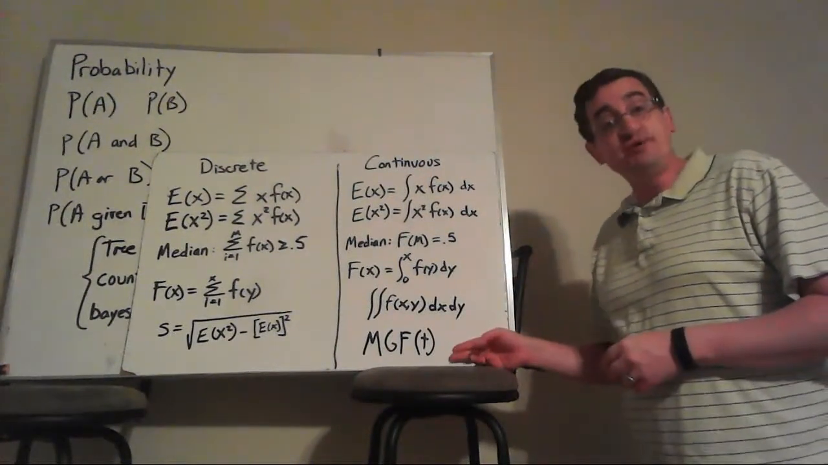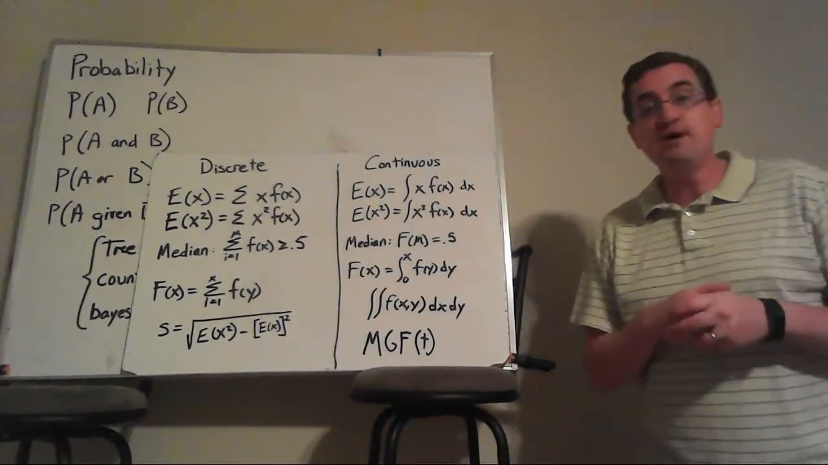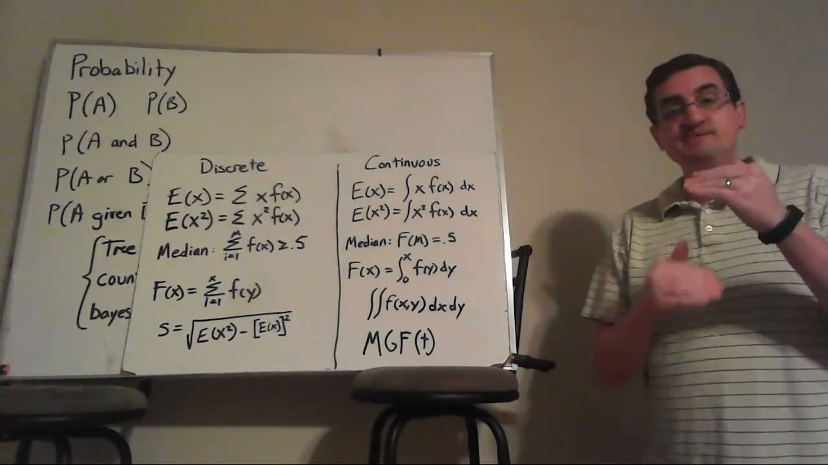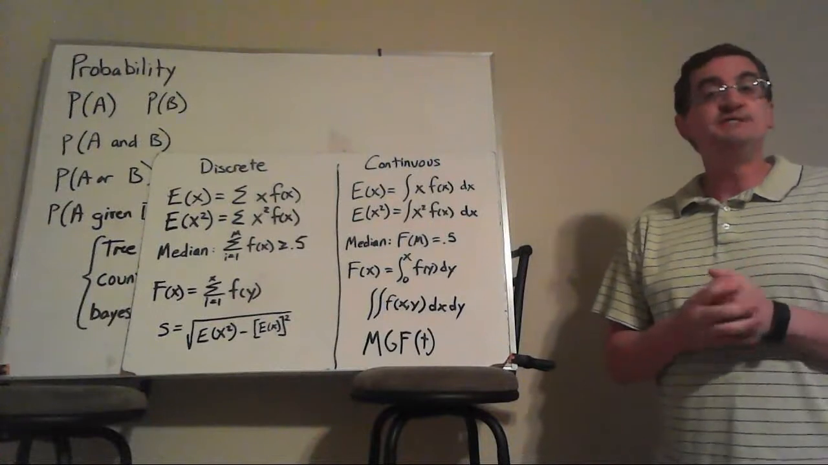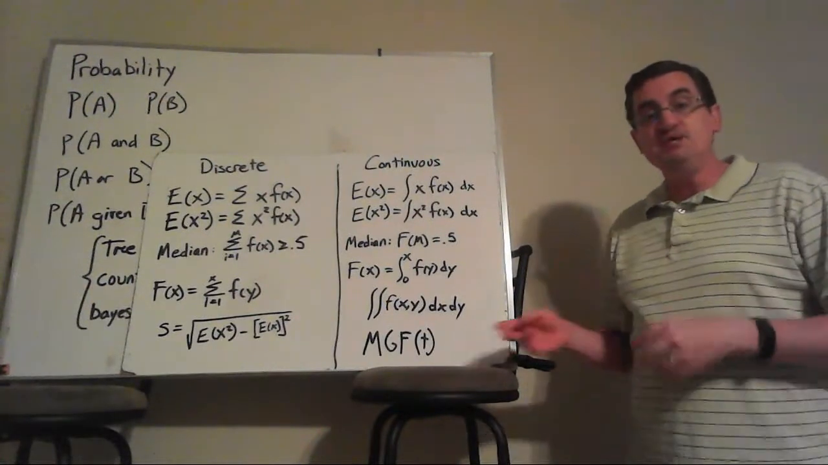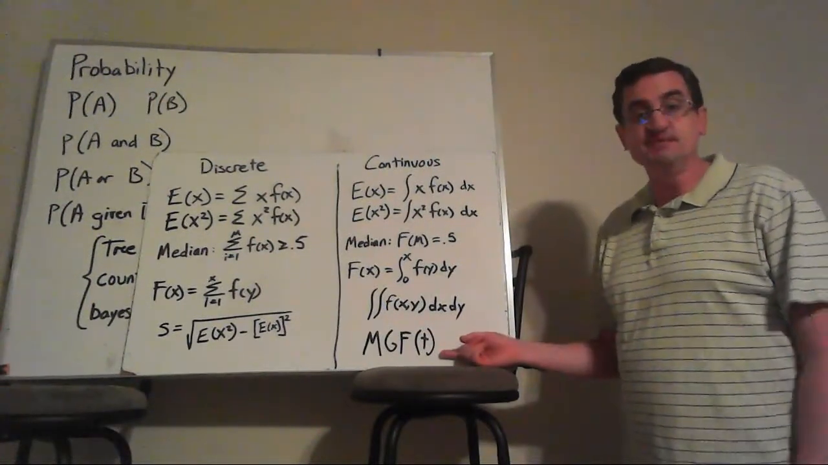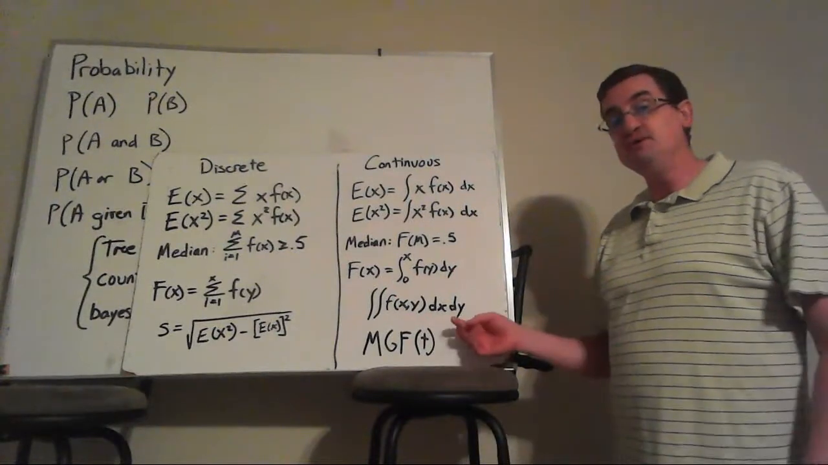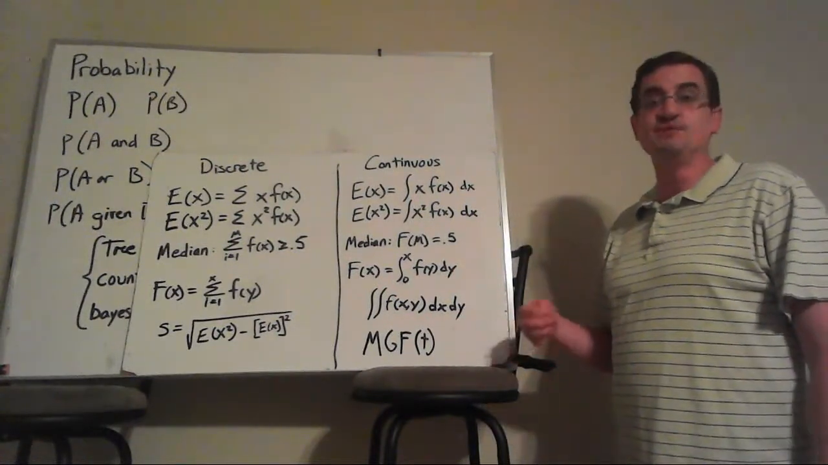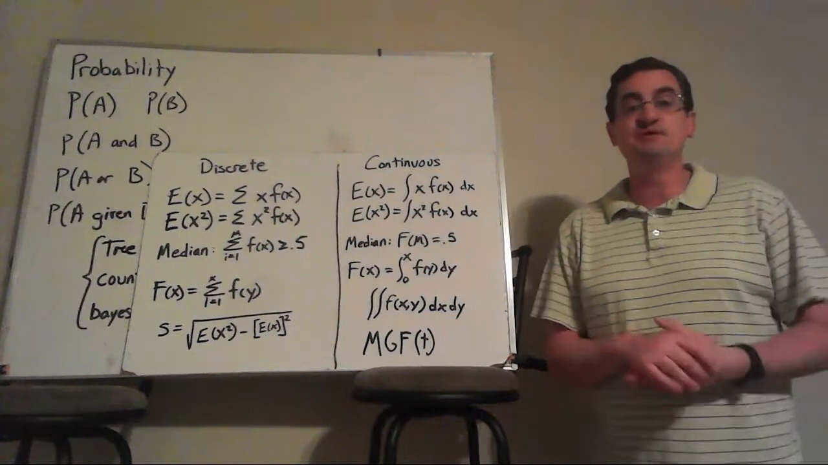The moment generating functions, those were where you take derivatives and then set t equal to 0 to get moments. The first moment, you take one derivative, set t equal to 0. If you want the second moment, you take two derivatives, set t equal to 0. Third moment, three derivatives, set t equal to 0, and so on and so forth.